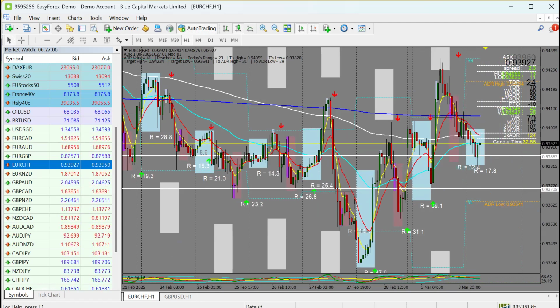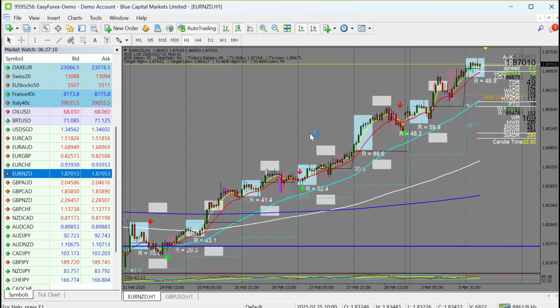Another pair we can check is Euro NZD. Talking about Euro NZD, we've seen that buy run, that buy momentum. So we expect to see some sort of pullback to the 50 EMA to continue with the trend of the buy momentum on Euro NZD.